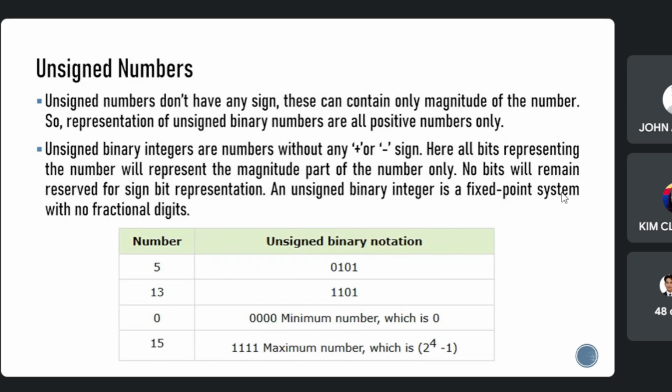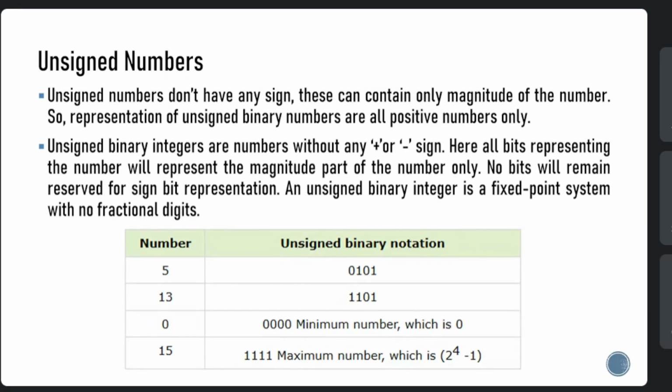So, unsigned numbers don't have any sign. They can contain only the magnitude of the number, so the representation of unsigned binary numbers is all positive numbers. Unsigned binary integers are numbers without positive and negative signs. All the bits represent the magnitude part of the number, and none are reserved for a sign bit. An unsigned binary integer is a fixed point system with no fractional digits.